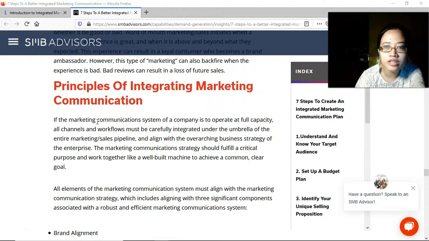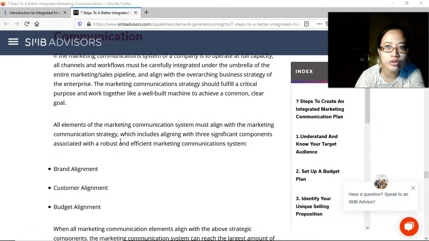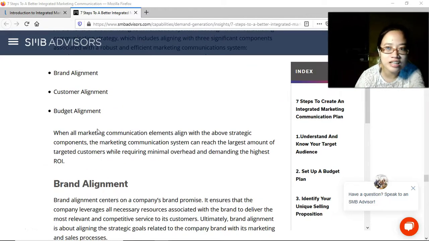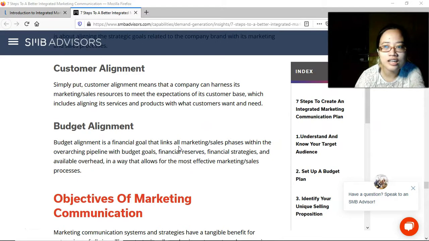Principles of integrating marketing communication. So we have brand alignment, customer alignment, and budget alignment. Right, normally when we do strategies, they need to be aligned with the specific goals and objectives of the company. When it comes to creating a marketing strategy, it's the same, there need to be certain alignments to the business. Okay, you have your brand, and then you have your customer alignment so customers know you're listening to their feedback. And then you have your budget alignment because one of the constraints of businesses is that there might not be enough budget available for marketing activities. Okay, so you need to work with your budget.